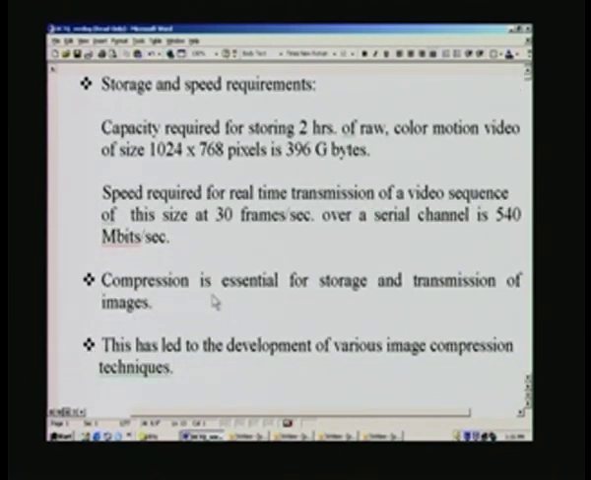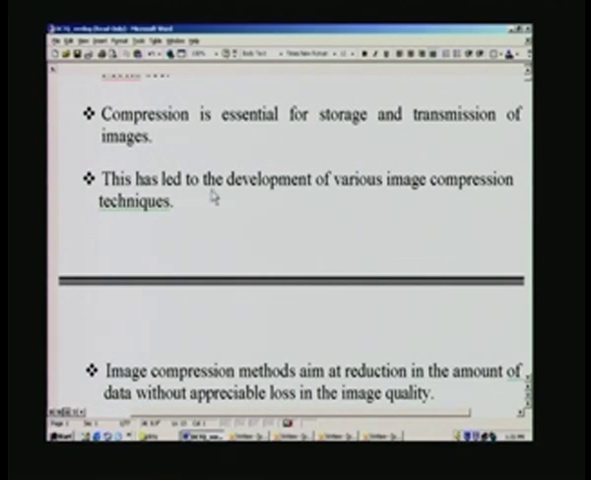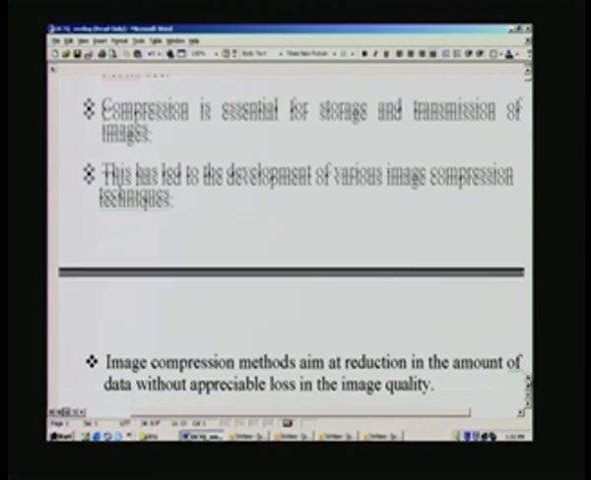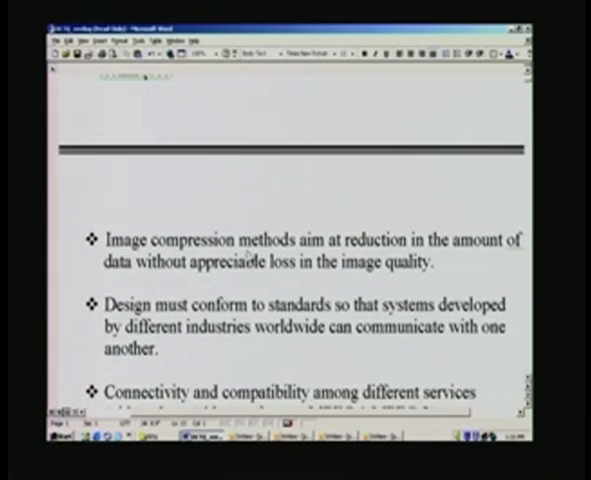Compression is an inevitable thing, in order that we may contain the storage and transmission in manageable limits. This is a hot field even as of today, and it has led to a number of developments among researchers all over the globe for various image compression techniques, say development of new algorithms as well as implementation in VLSI. All these methods aim at image compression, a reduction in the amount of data without appreciable loss in image quality.